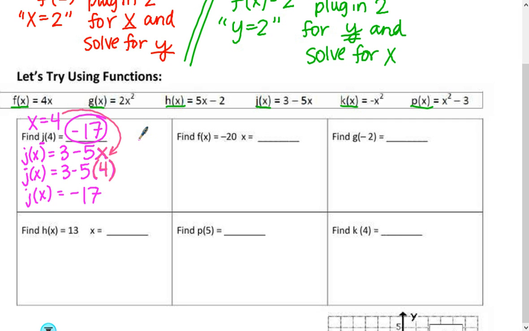Alright, so again, identify what value they gave you, identify the function they're talking about, plug in, and solve. Let's look at our second one.